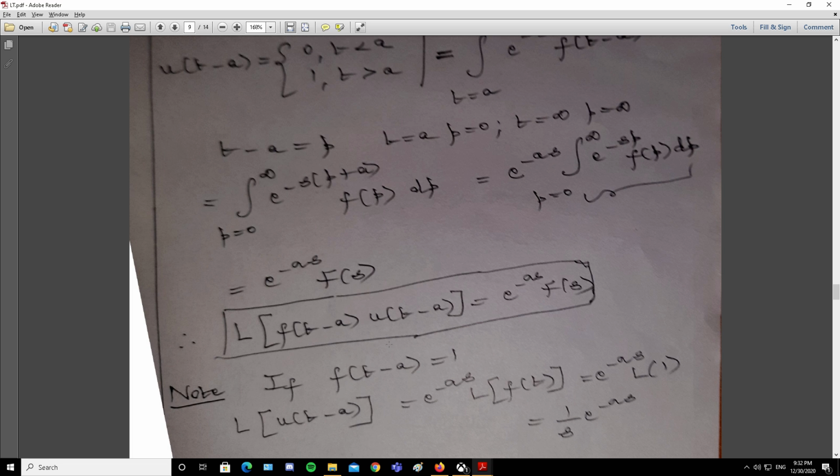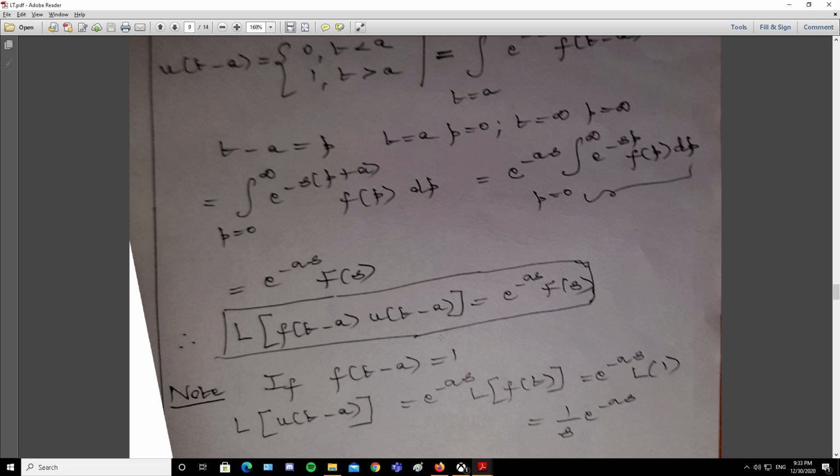Now in particular, if f of t minus a is 1, then this result becomes L of u of t minus a equals e power minus as f of s. What is f of s? L of f of t. When you say that f of t minus a is 1, f of t is also 1. So e power minus as into L of 1. So what is L of 1? Laplace of constant function 1 is 1 by s. So 1 by s e power minus as.